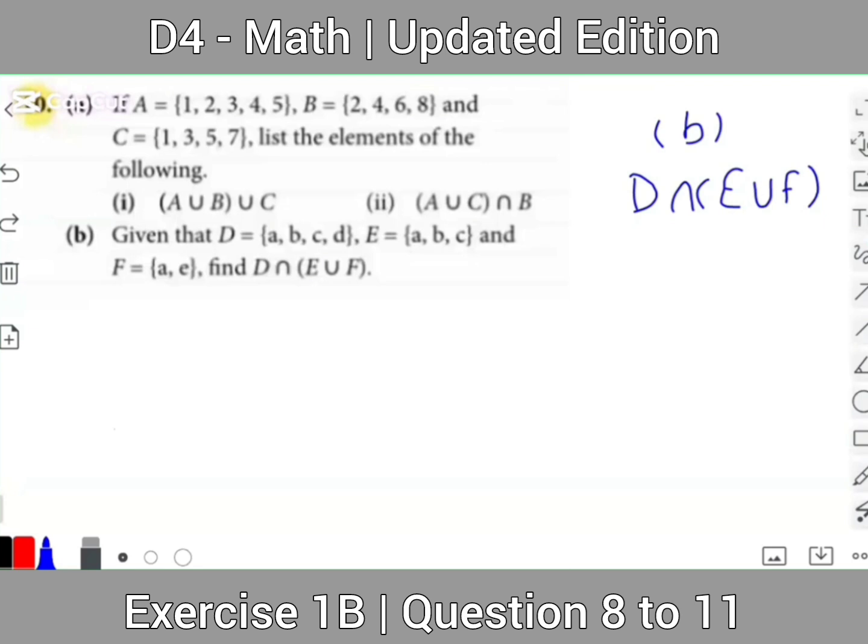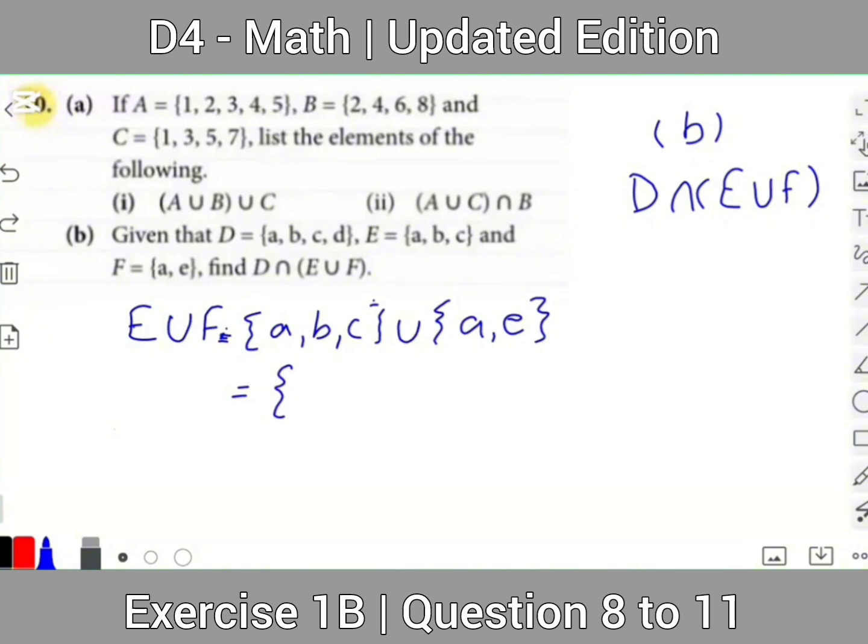Now on the part B, we have given that D set is equals to A, B, C, D, E is equals to A, B, C, and F is equals to A. We have to find out D intersection E union F. So first we will find out E union F. The set E is A, B, and C, and the set F is A and E. So E union F is just like putting the elements of the set E and F together. So here we have A, B, C, and E.